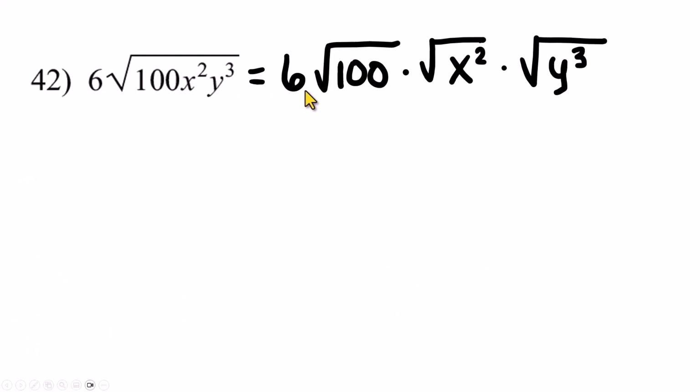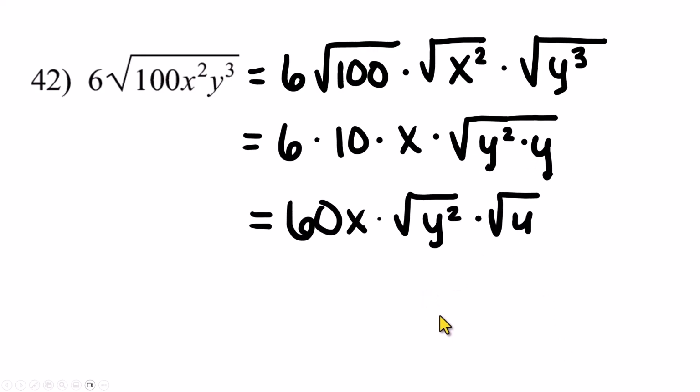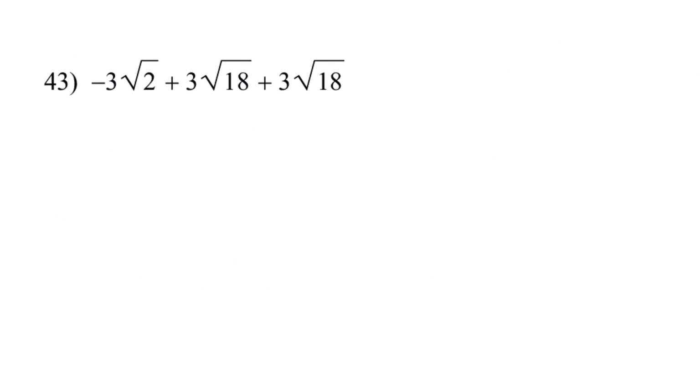We're going to bust it up again here. So the 6 is from the outside. Put the x squared under its own radical, and I kept y cubed under its own radical, although I'm going to rewrite that right now. So that's y squared times y. Bust those up. I end up with 6 times 10 is 60. The x is still there. Put the y squared under its own radical. Put the y under its own radical. Simplify that y squared one, and we are done. More than one way to do these, guys.